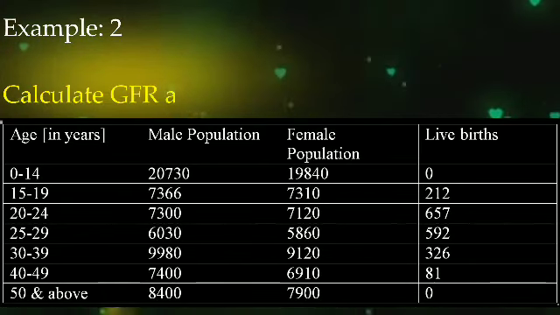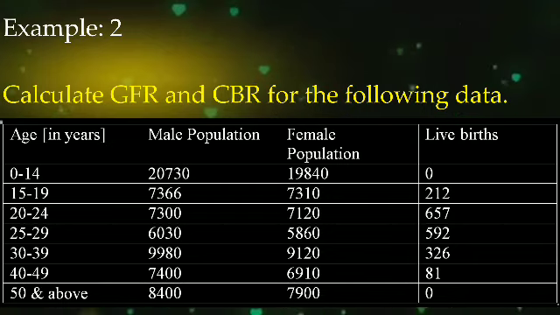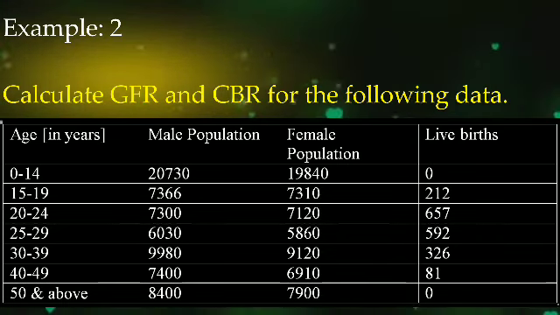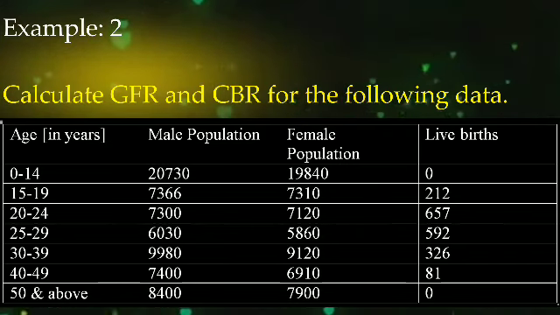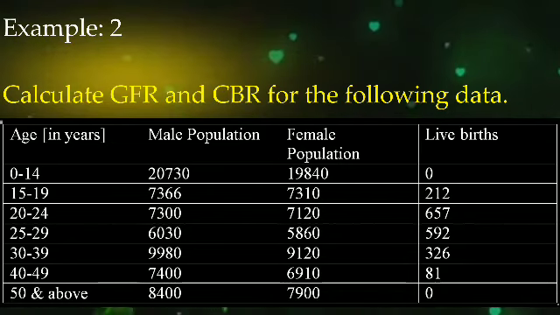In the second example, your question is to find both GFR and CBR. Now in order to find the CBR, you should consider both male and female population. That is the reason why in the question both set of data are given. So male and female population is given along with the number of live births.